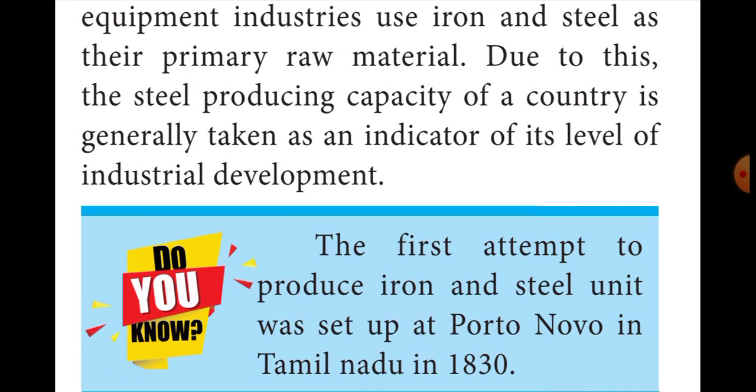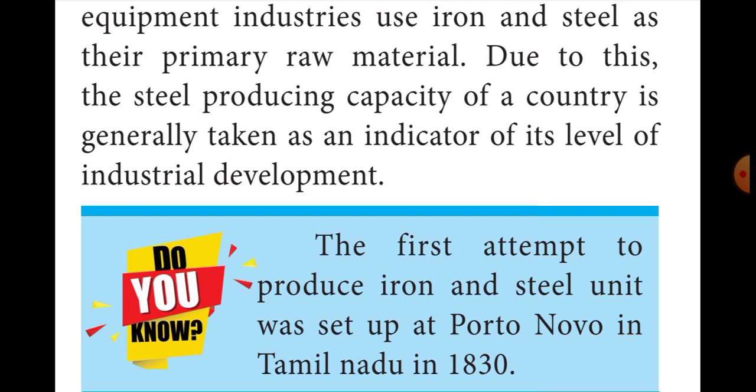Okay, then the first attempt to produce iron and steel: the first iron and steel unit was set up at Porto Novo. Porto Novo is a place in Tamil Nadu. It was set up in the year 1830. The first iron and steel unit was set up in 1830 at Porto Novo in Tamil Nadu.